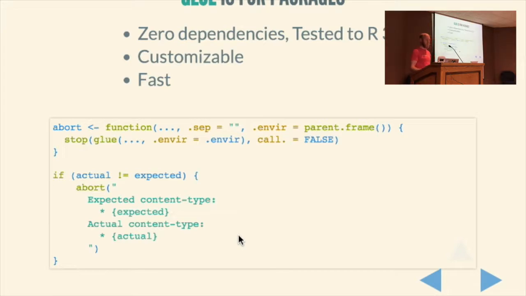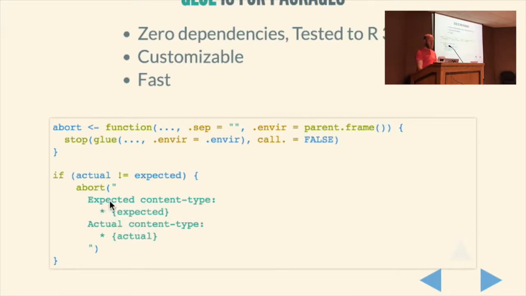It's also reasonably fast compared to alternatives. So one example of how this could be used in a package: here I'm creating a helper function called abort. It basically just calls the stop function, which is in base R, to stop execution and throw an error, along with the glue function. In this case, I'm doing an HTTP request and checking that the content type of the response is equal to what I expect it to be. And if it's not, then I'm going to throw an error.